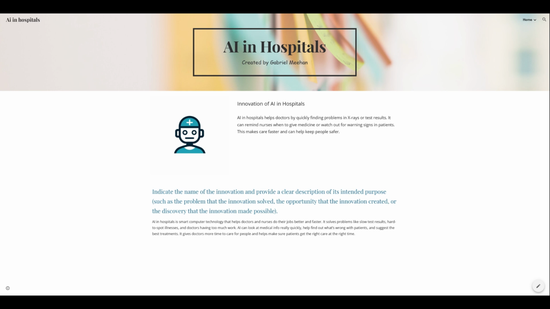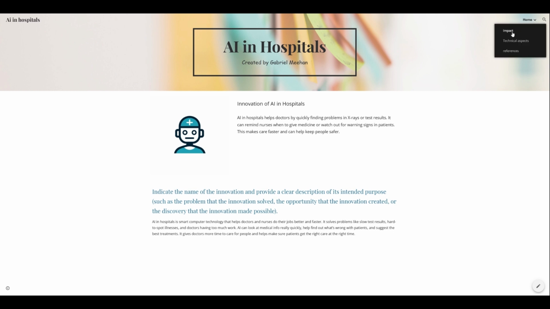So, my first page is just an intro to what the topic is. It answers the question, what is the purpose of this innovation? The purpose is to use AI in hospitals to improve diagnosis accuracy, speed up treatments, and reduce the workload on doctors and nurses. For example, AI can analyze medical scans and flag serious conditions or anything that might be going wrong, which is very important.